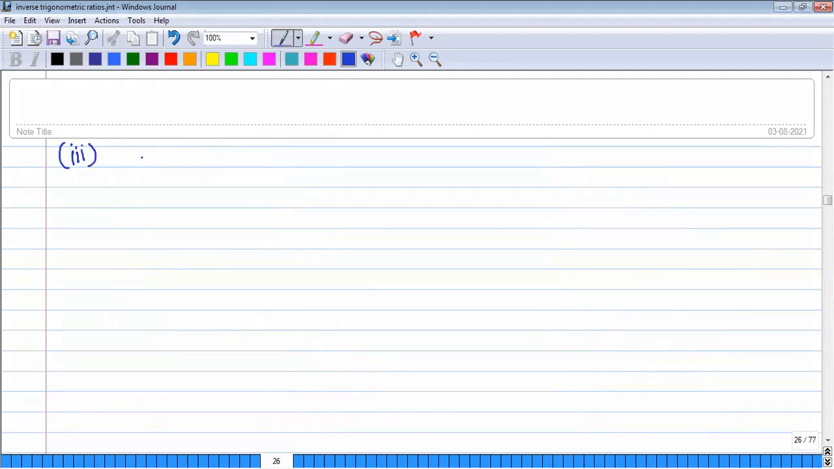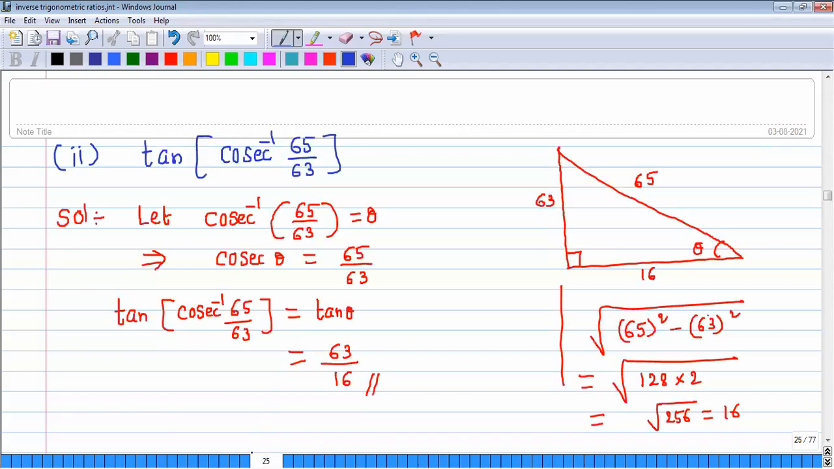Third, sine of 2 sine inverse 4 by 5. Can you please show the previous one? Right. Thank you, sir.